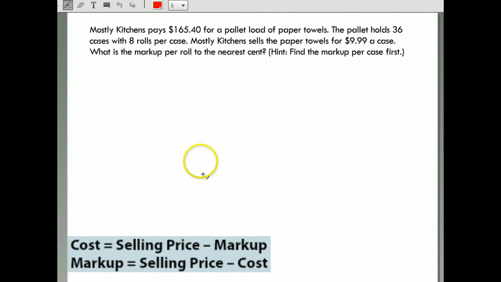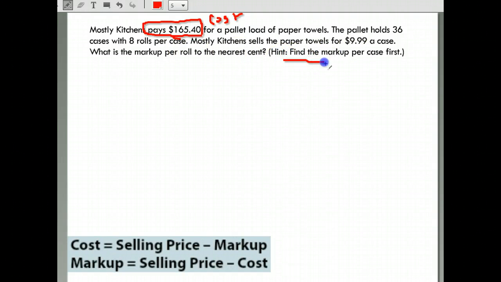Mostly Kitchens pays $165.40 for a pallet load of paper towels. Okay, so this is their cost. That's what they pay. This would be cost. The pallet holds 36 cases with 8 rolls per case. Mostly Kitchens sells the paper towels for $9.99 a case. What is the markup per roll to the nearest cent?